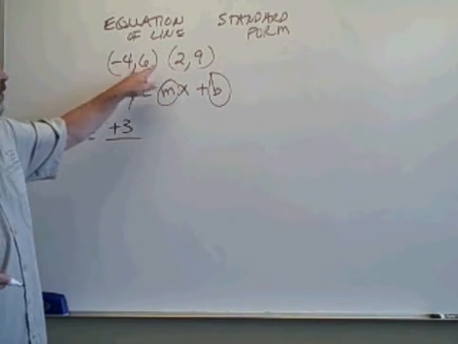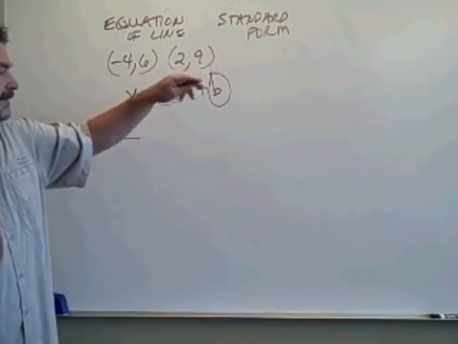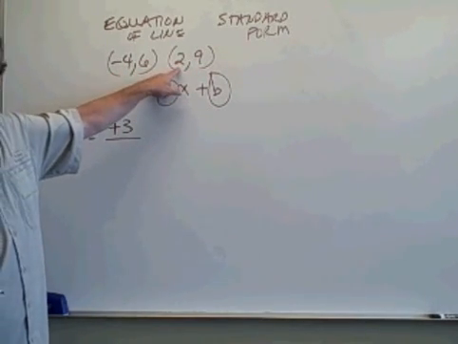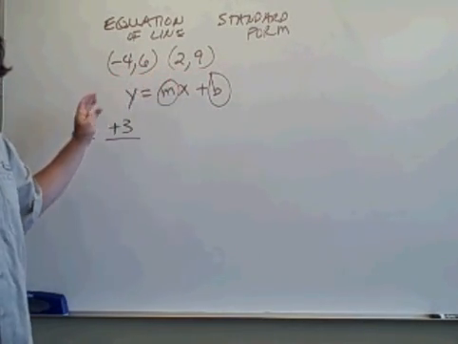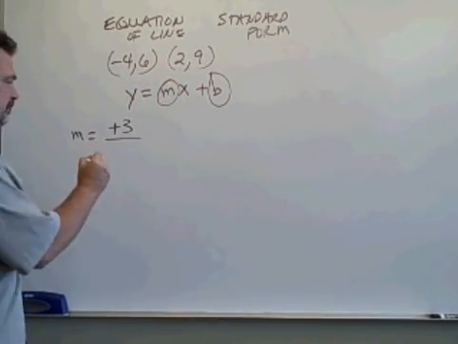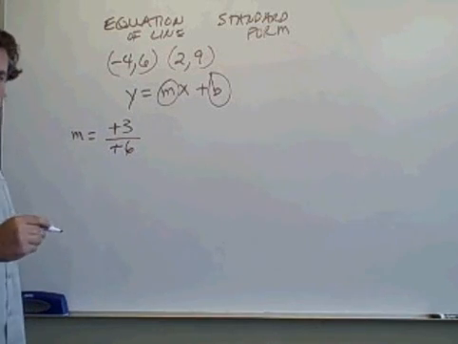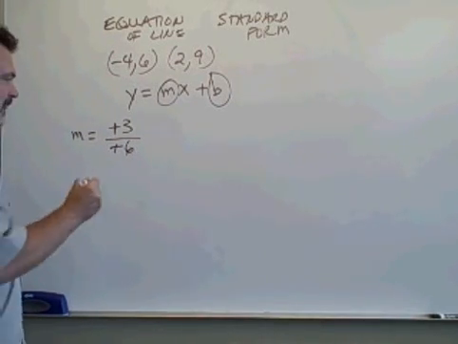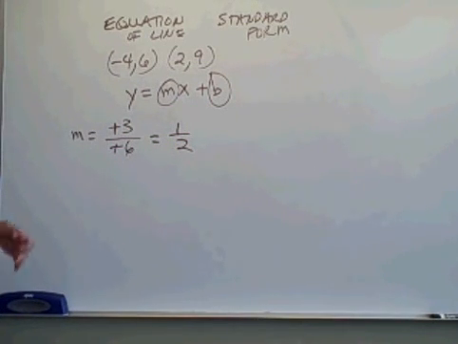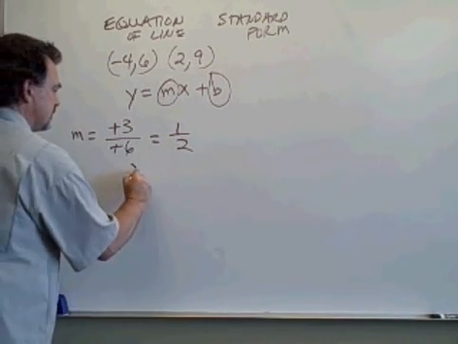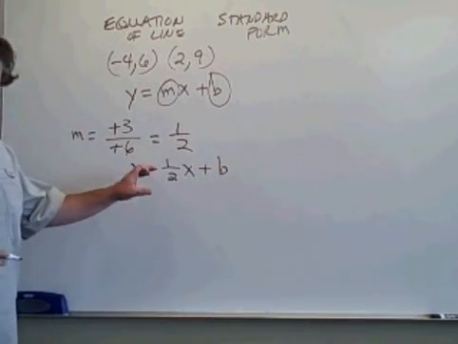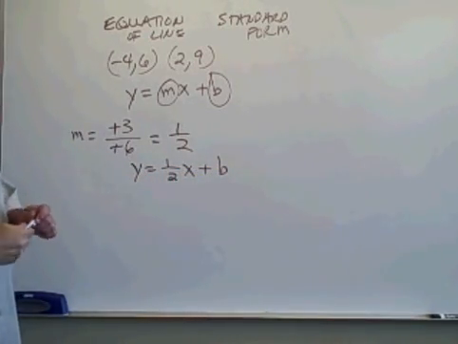And going from this point to this point on the line, the x value here is -4, the x value here is 2. The x value went to the right a total of 6 units. That's a +6 change of x. So our slope is 1/2. And we now know that the equation looks like this so far.